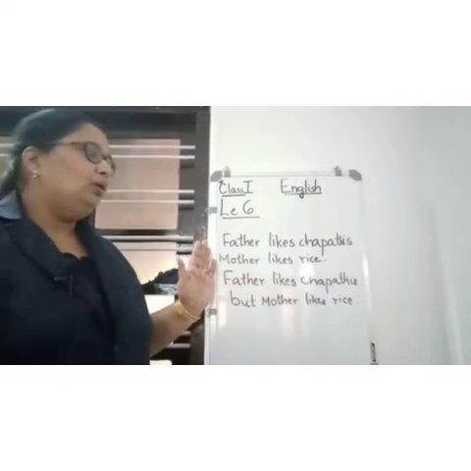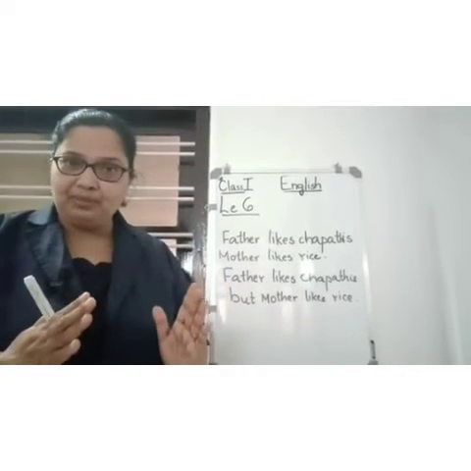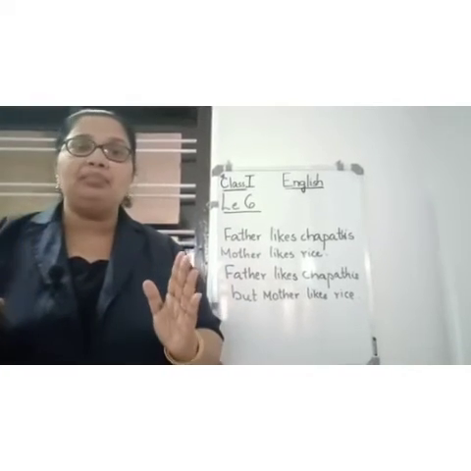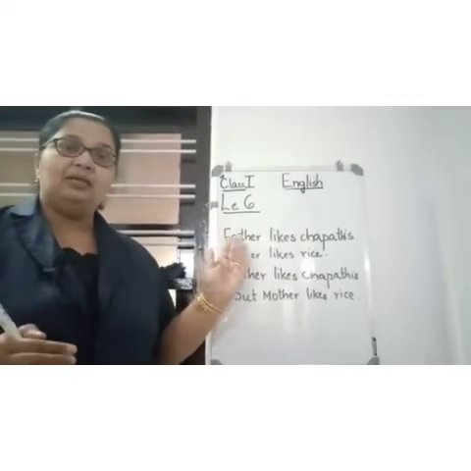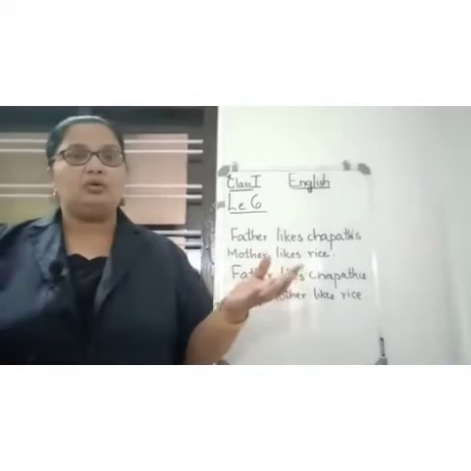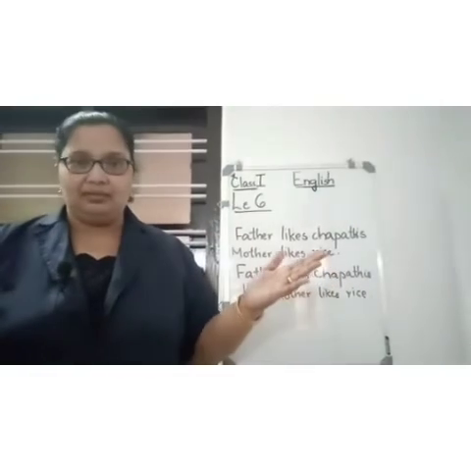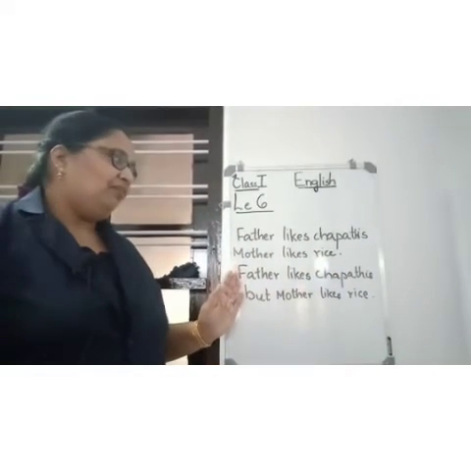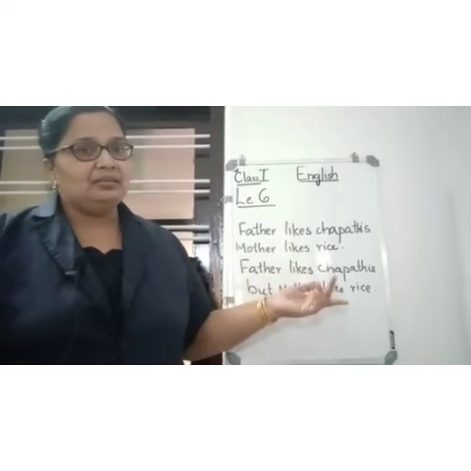Understood? So we use and when we are speaking about the same person and they like the same thing, unless they are doing the same thing. We use but when we are talking about two different people and their likes or the things that they are capable of doing is two different things. Understood? Father likes chapatis but mother likes rice.